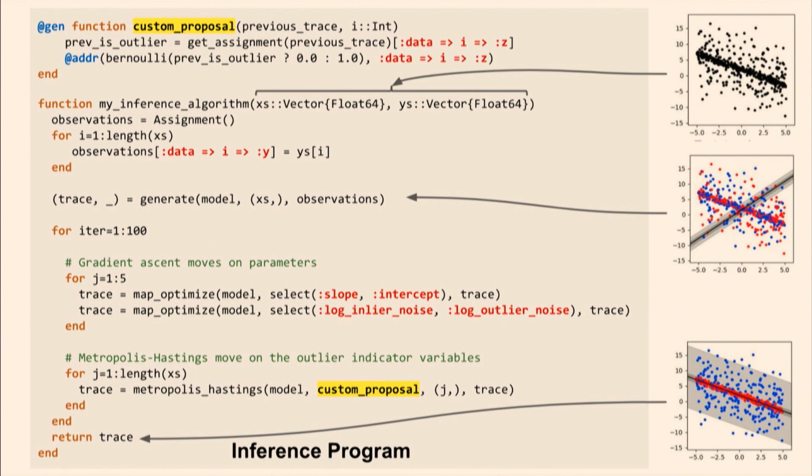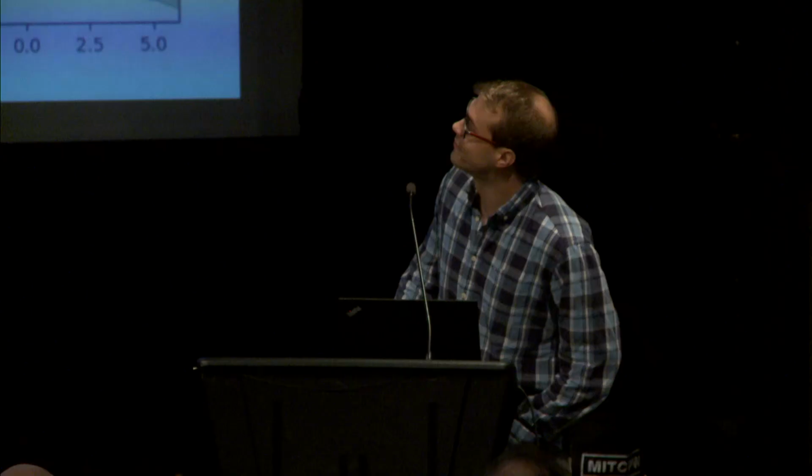And in Gen, like in some other systems, custom proposals can also be expressed as probabilistic programs, in this case, Gen functions. So here we have a custom proposal that just deterministically decides to flip this outlier indicator variable, this z variable, and then it will accept or reject using the MH rule. That sort of programmable style of inference is building on ideas introduced in the Venture system, which was the predecessor.